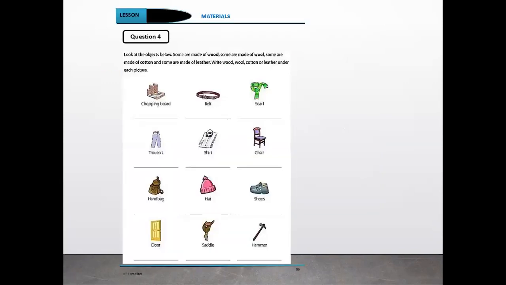Okay, this was your homework. You were supposed to write under each object what it is made from, either wood, wool, cotton, or leather. We'll revise it together and then enter our session today. Chopping board, it's made of wood. The belt will be made of leather. The scarf will be made of wool. Trousers, cotton. Shirt, cotton also.